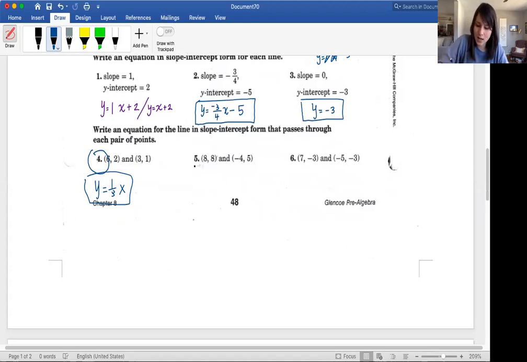Number 5 is (8, 8) and (-4, 5). So let's follow our steps again. If you want to pause it and try it, you sure can. I'm going to start that off here, and you can play and check your work to see if it works out. (8, 8) and (-4, 5). Those are my 2 points. So step 1, find the slope.